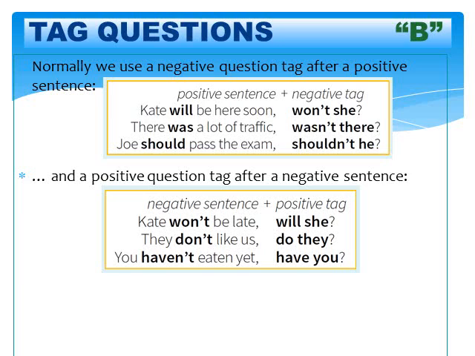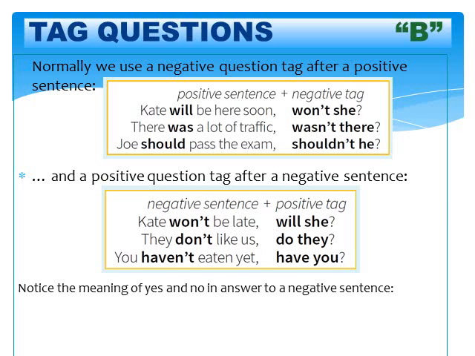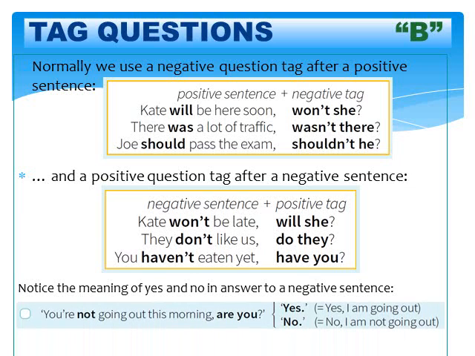In order to remember a little bit about this explanation in the grammar, it's very useful: positive sentence and negative tag. Don't forget about that. It's very common to ask tag questions in everyday speech. Notice the meaning of yes and no in answers to a negative sentence. Here we have: you're not going out this morning, are you? You can answer yes or no. Yes means yes, I am going out. No, I'm not going out. That's the meaning, okay? Let's continue with the next way.